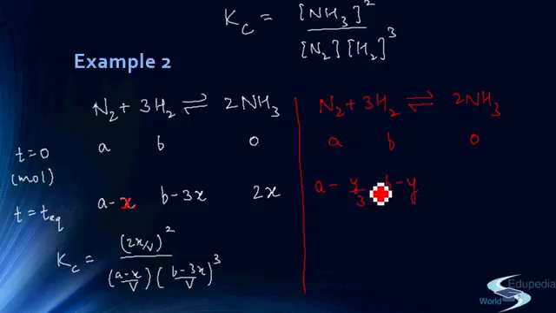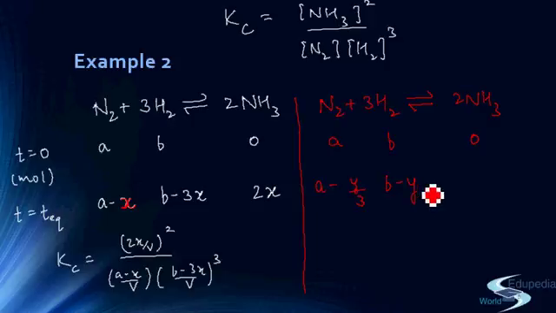Once again, in the ratio of stoichiometric coefficients, 3 moles of H2 require only 1 mole of N2. That is, the amount of N2 required is 1/3 of the amount of H2. So Y moles of H2 consumed will require only Y by 3 moles of N2 for the reaction to take place. So Y by 3 is the amount of nitrogen consumed, and the amount of nitrogen still left unreacted is A minus Y by 3. Similarly, the amount of hydrogen still left unreacted in the container is B minus Y.